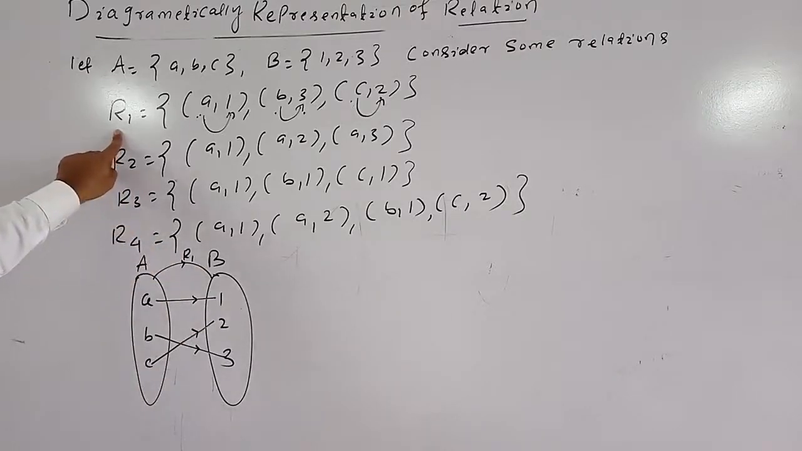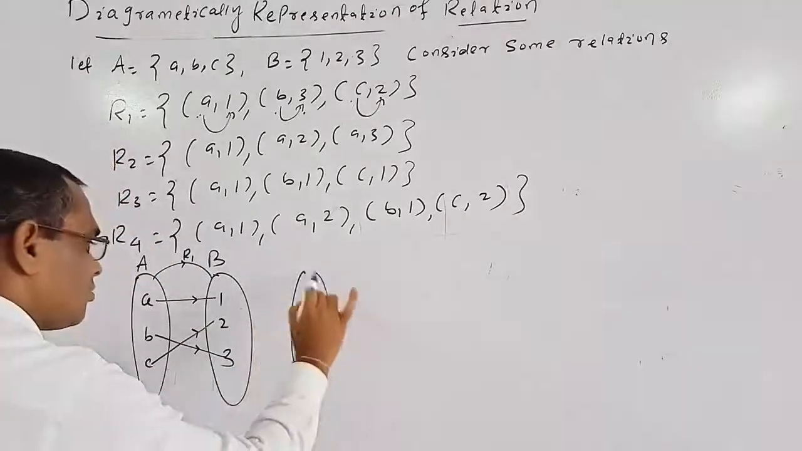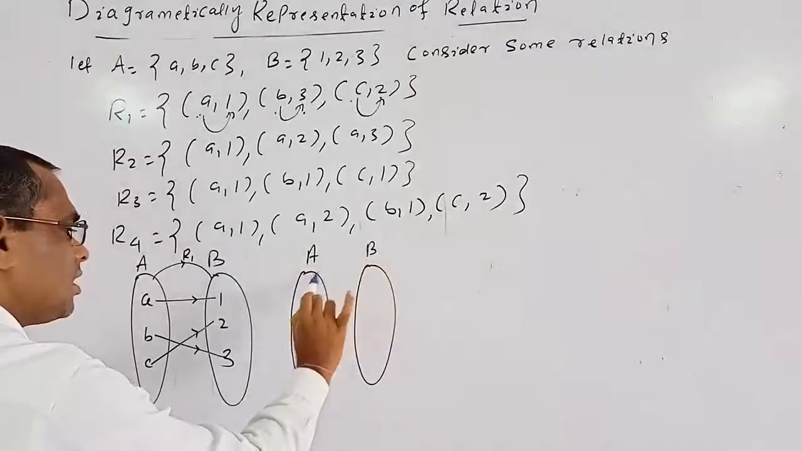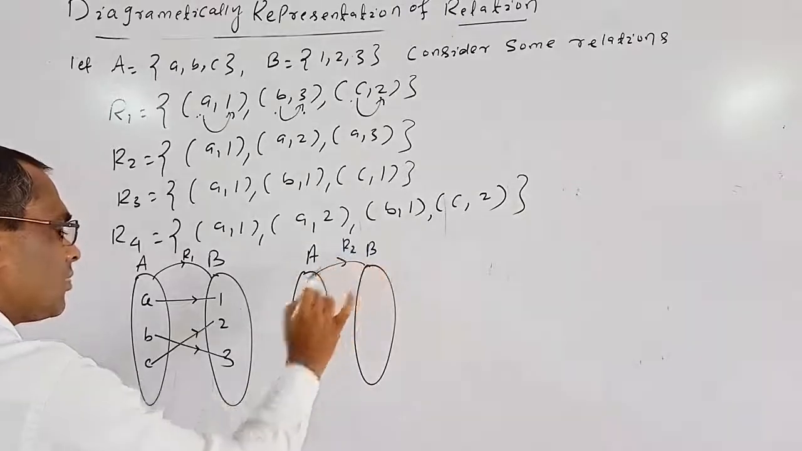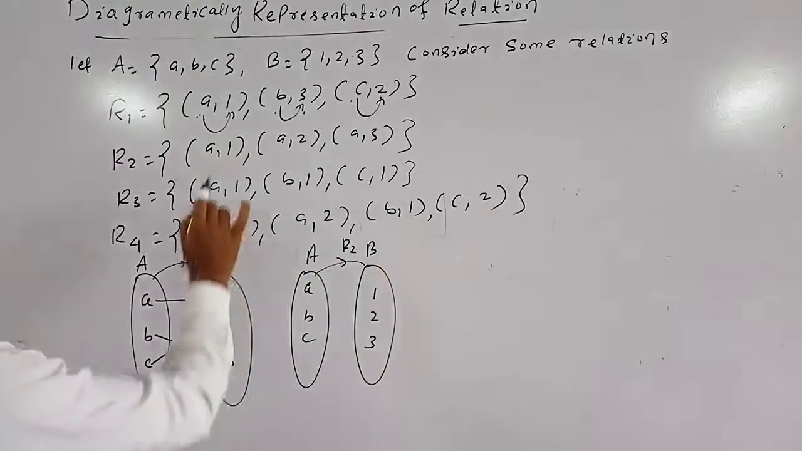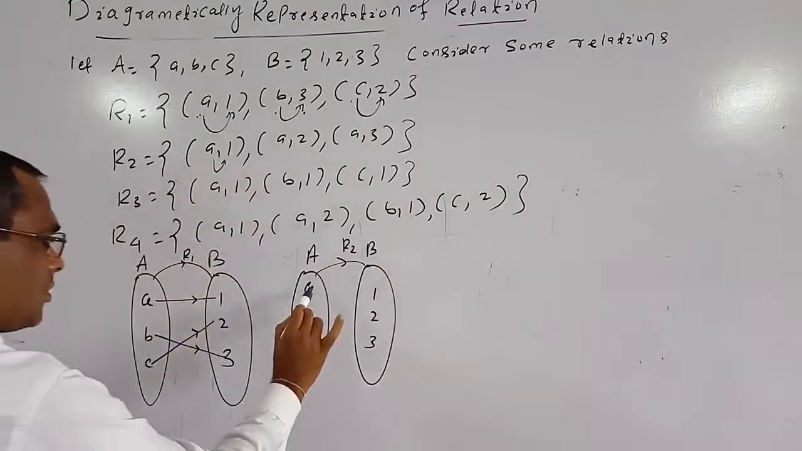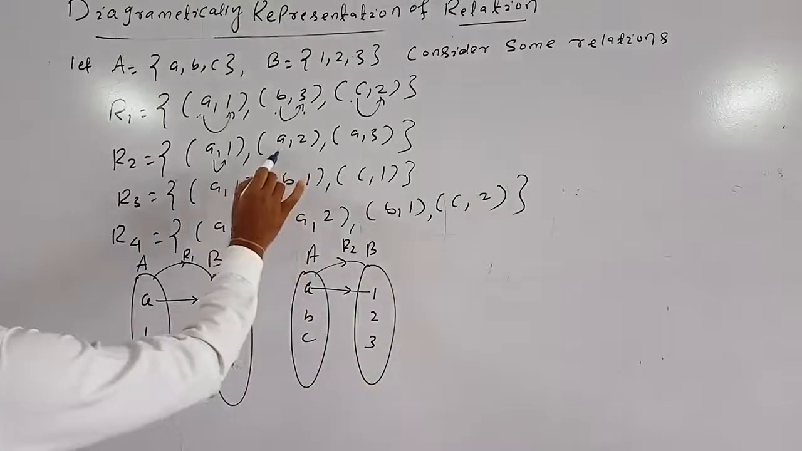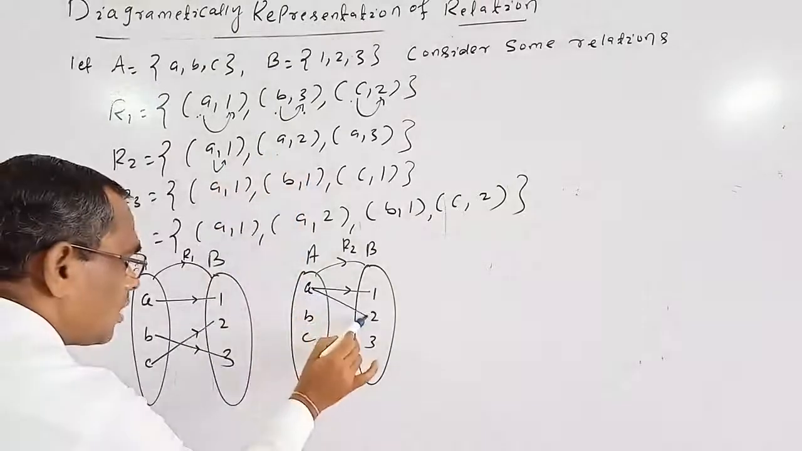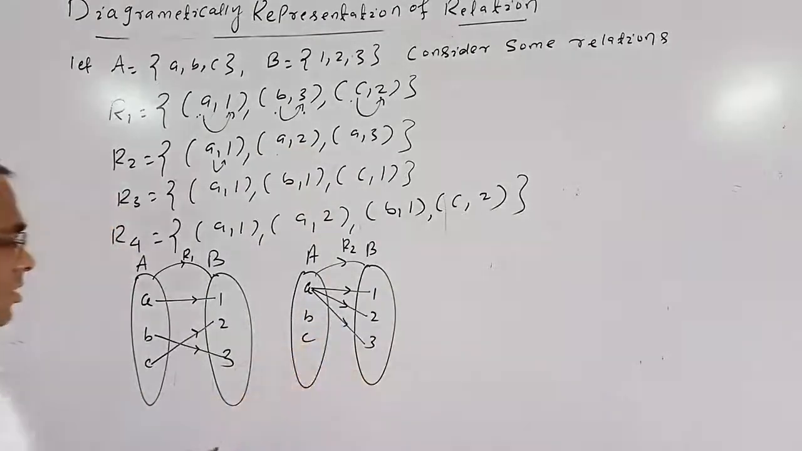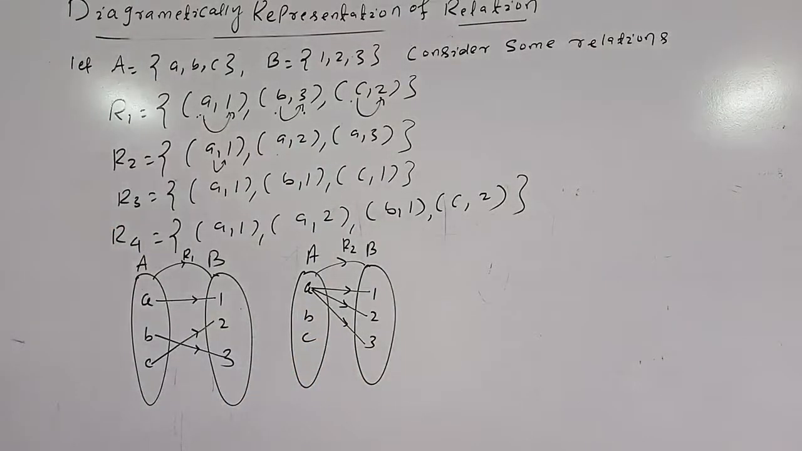So this is the diagrammatic representation of the relation R1. Do you understand? Okay. Next, R2. We represent the second relation. This is set A and this is set B, with a, b, c and 1, 2, 3. In R2, a is related to 1, a is related to 2, and a is related to 3 also. This is the diagrammatic representation of R2.